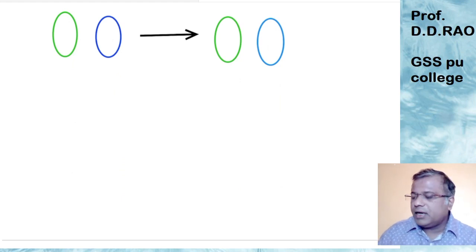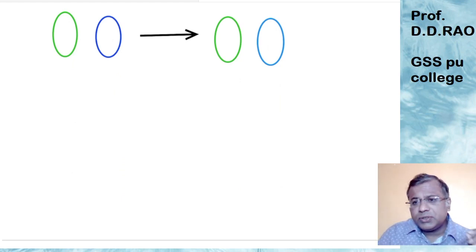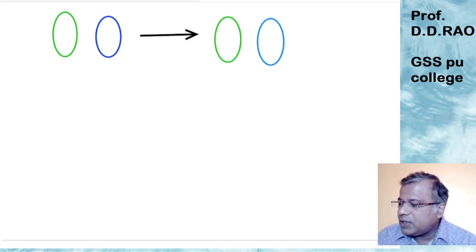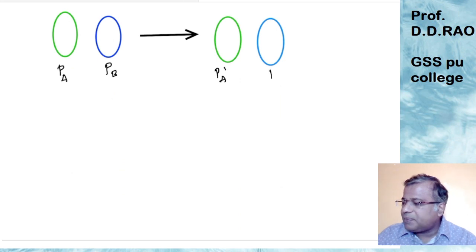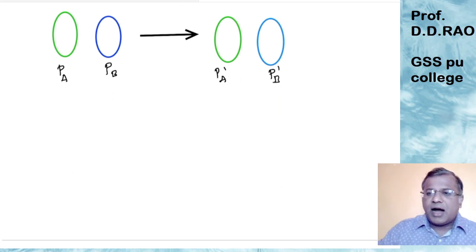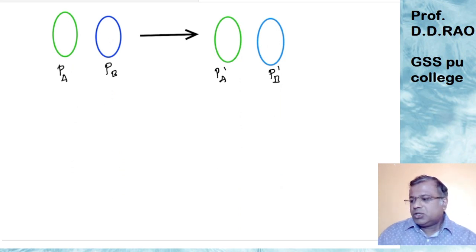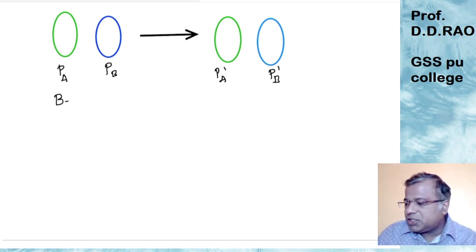Yeah. So here, in order to show this law of conservation of momentum, I'll consider two objects A and B. Let us say, for example, this object A has a momentum PA, and this object has a momentum PB. And after collision, let us say PA dash and PB dash are their momentums after collision. So this is the situation before collision, and this is the situation after collision.